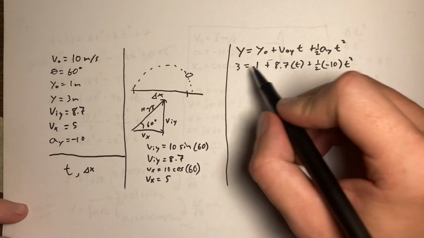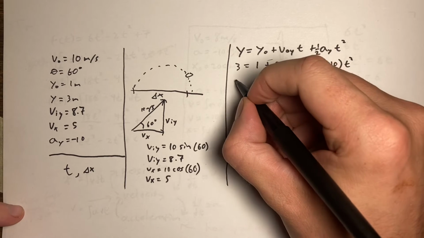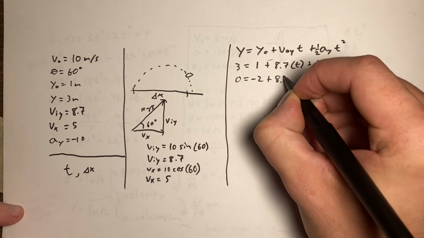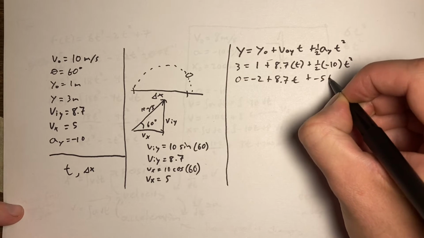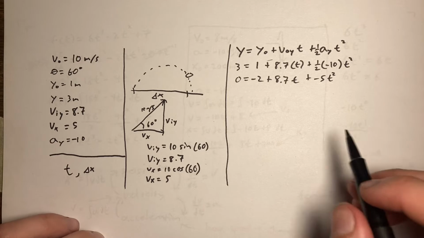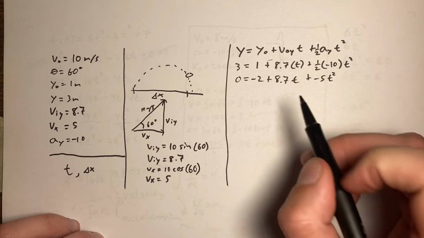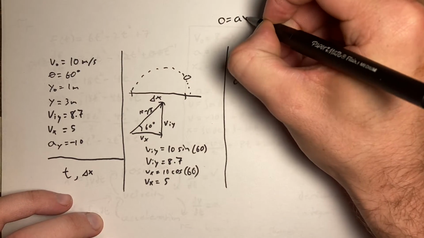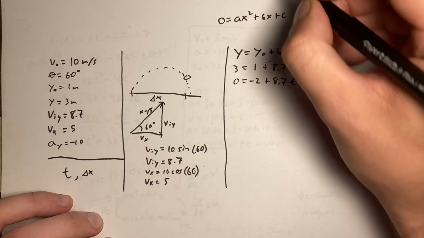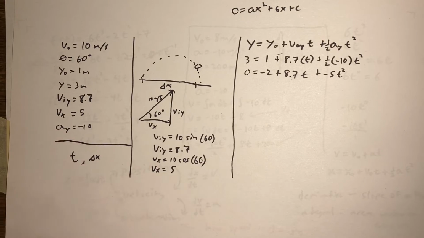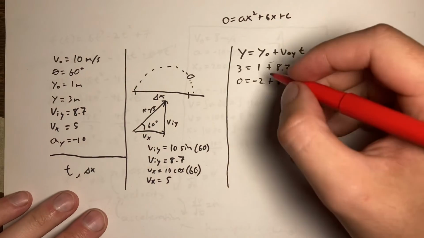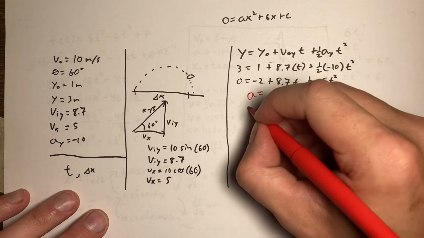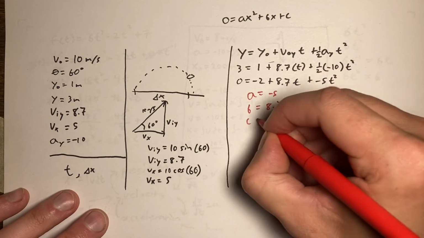This is just a refresher on the quadratic formula. I'm going to get all my terms onto one side, so I'll subtract 3 from both sides and get 0 is equal to negative 2 plus 8.7t plus negative 5t squared. For the quadratic formula, I need to know this coefficient, this coefficient, and this coefficient. The general form is 0 is equal to ax squared plus bx plus c. So a, the coefficient for the squared term, is negative 5. b is equal to 8.7, and c is equal to negative 2.